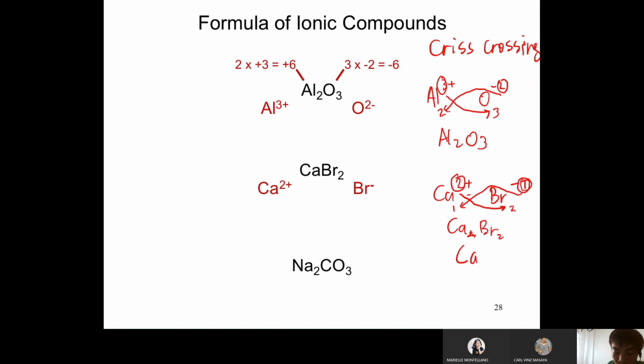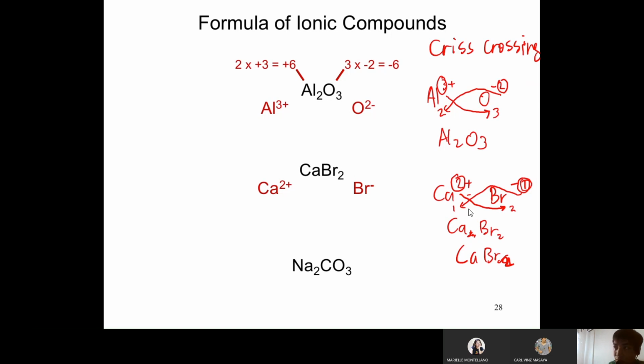Kasi understood na kapag may element dyan, counted as 1 na yan. So, yun na yung formula. CaBr2. And so, CaBr2 ang formula by crisscrossing.